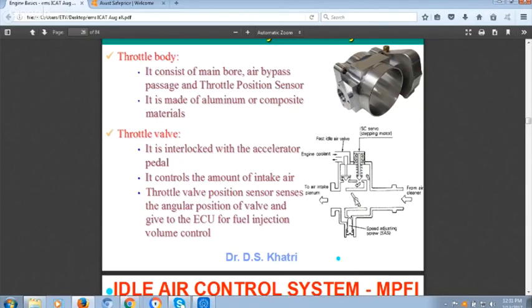I have to increase, I have to control the quantity. I have not, because I am at idling. How can I make the system so that my engine can take different quantities of air depending upon the temperature of the environment? For that, we have designed an idle air control system.